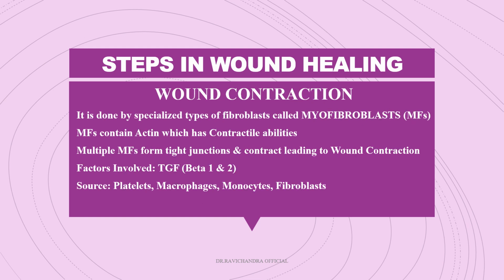Next step is wound contraction. It is done by specialized fibroblasts, and the type of cells are called myofibroblasts or MFs. They contain actin, which has the contractile ability. Multiple myofibroblasts will form tight junctions, and their contraction will lead to wound contraction. Factors involved will be transforming growth factor beta 1 and beta 2. Sources are platelets, macrophages, monocytes, and fibroblasts.